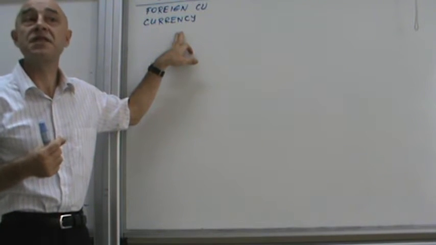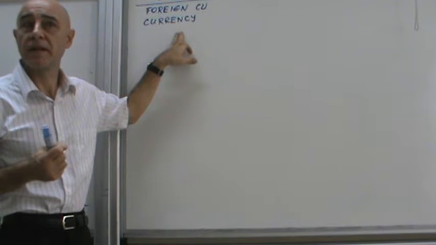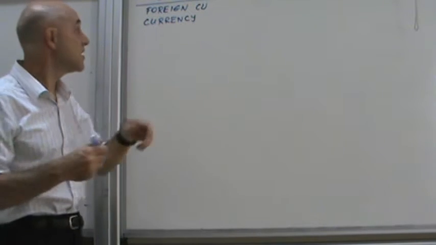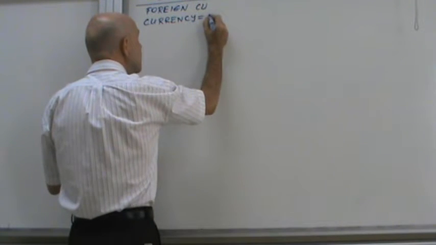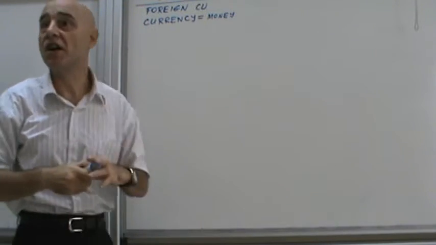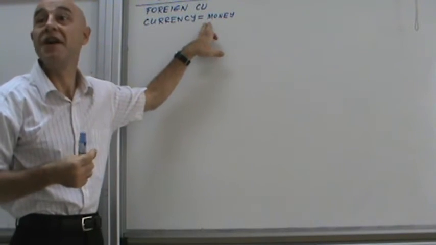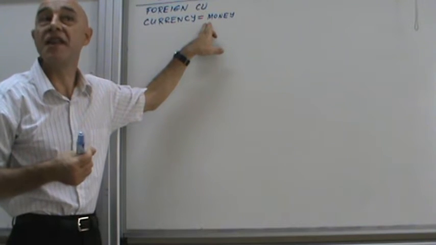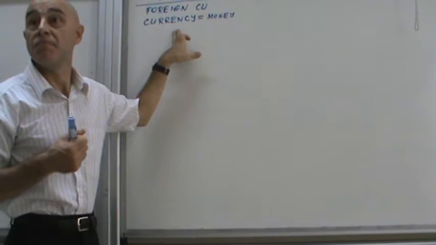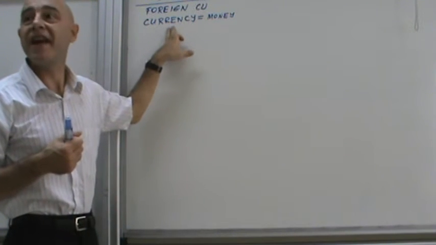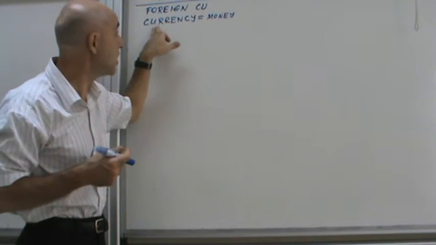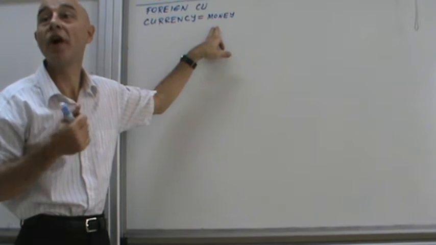Currency means money used for payment. Currency usually means money issued by the government. Currency is basically the same as money, whatever is used for payment.